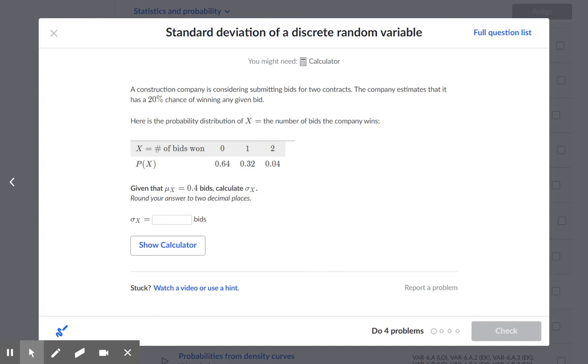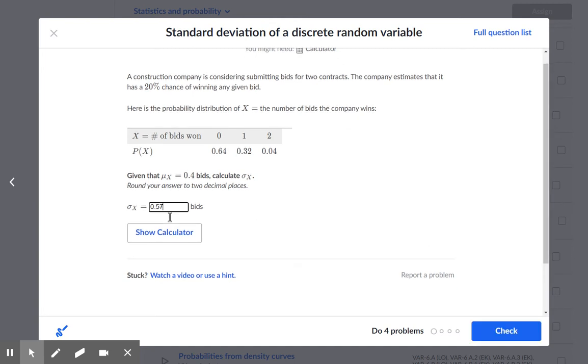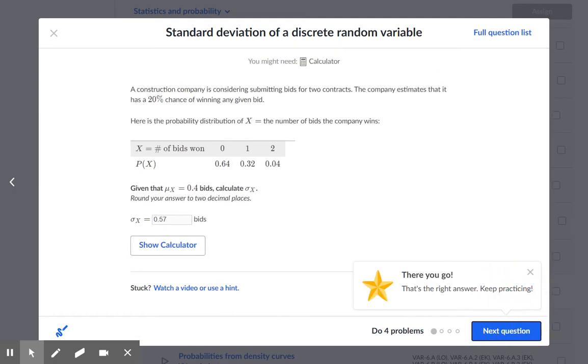Now check this out. You know where to find the mean, 0.4. We were told that the mean expected value is 0.4. Do you know that this is where your standard deviation is? So we need to round that number to 2 decimal places. It's 0.57. See how easy that is? We do not need to use the formula.